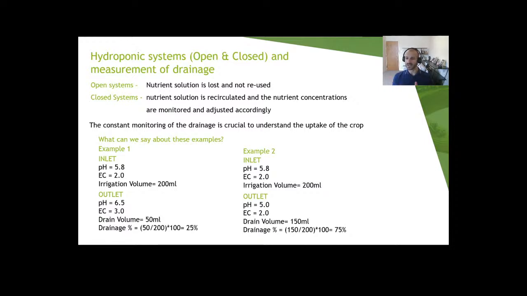But it's fine. And in example 2, we can see that we are irrigating the same thing, 5.8, 2, and 200 mils, but the pH is decreasing.